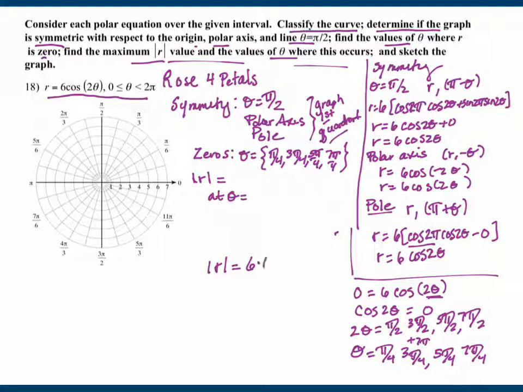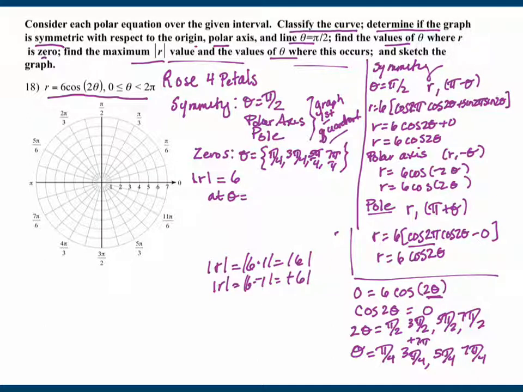So I'll do times 1, which equals absolute value of 6. And then R would be 6 times negative 1, which is negative 6. So sometimes it's going to be 6 and sometimes it's going to be negative 6. So we know that the absolute value of R has to equal 6.